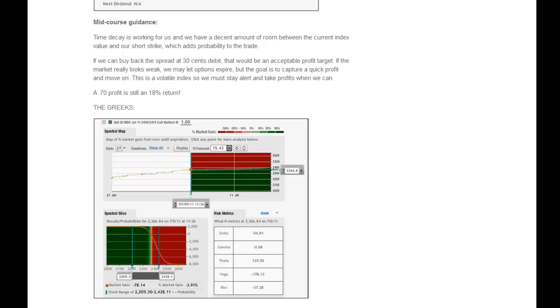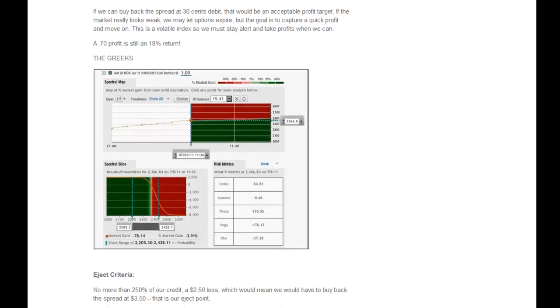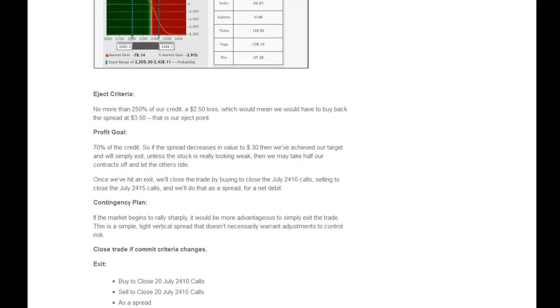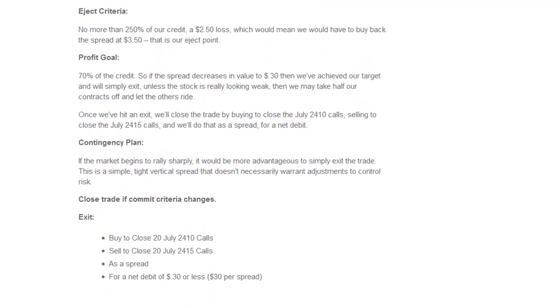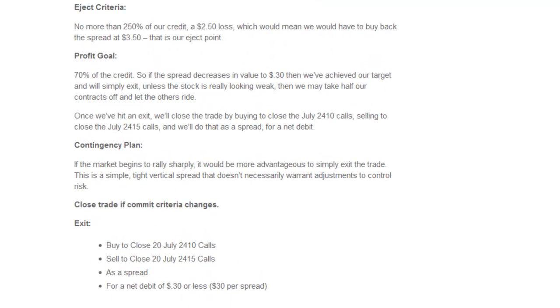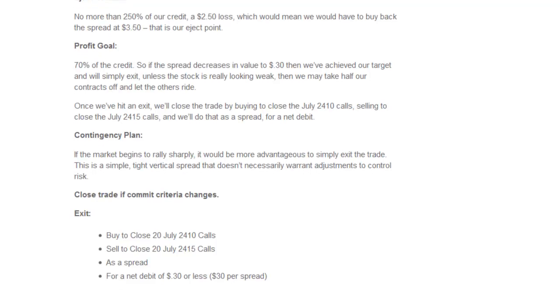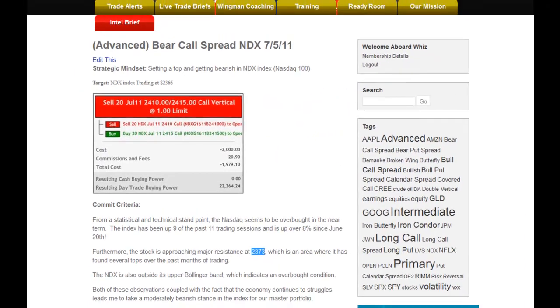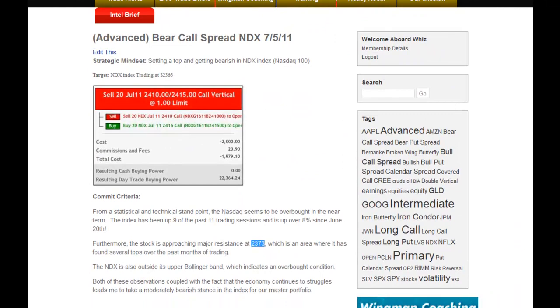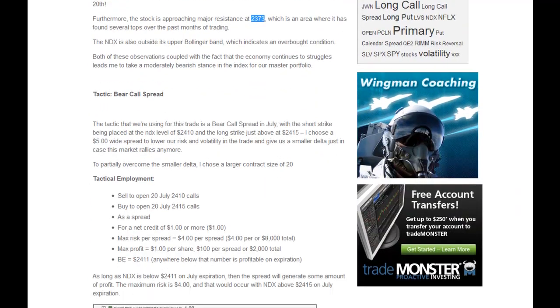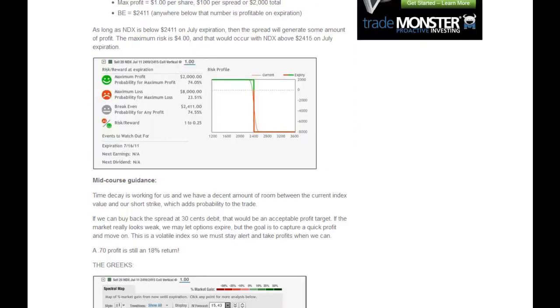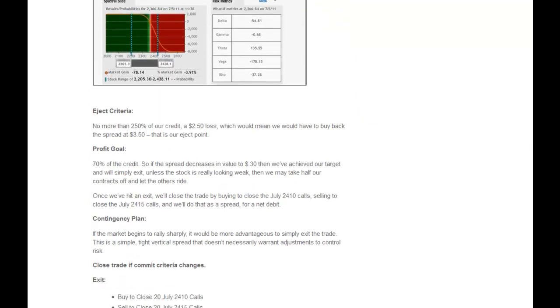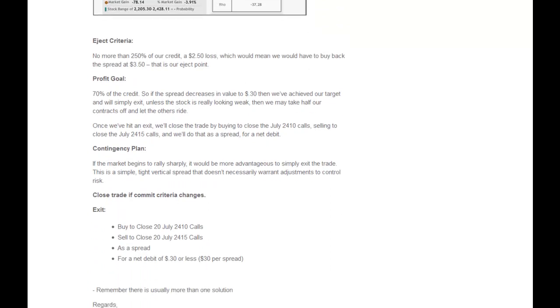There's some mid-course guidance there for our subscribers as well, what to do as this missile goes down range. And then we go through our eject criteria. When are we going to bail out of this spread? What our profit goal is? What our contingency plan is if the market's going to rally sharply, or if it hangs out where it is, or sells off? That's the power of the Top Gun Options program, folks, is the structure of a trade alert like this. This is exactly how they come to you. Strategic mindset, target, commit criteria, what the tactic is, the exact tactical employment, the mid-course guidance, eject criteria, profit goal, contingency plan, and where to exit. This is what you call a trade plan, ladies and gentlemen.